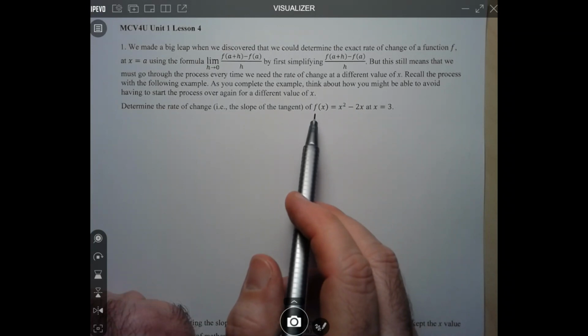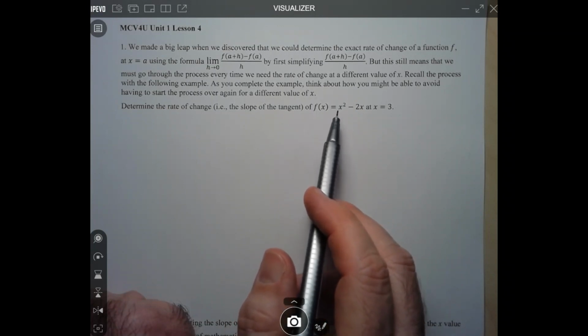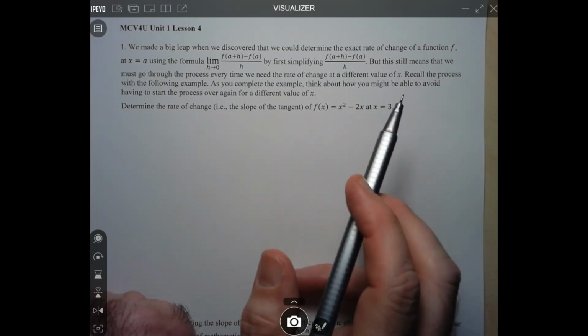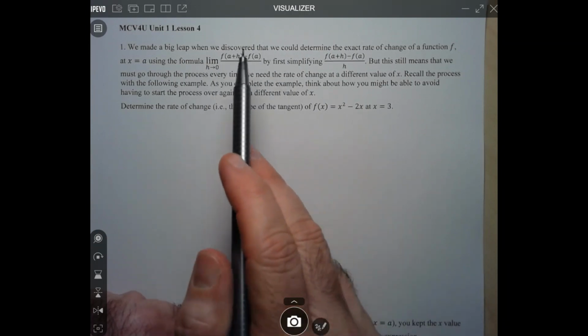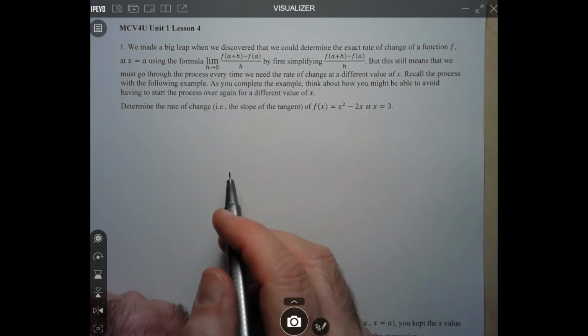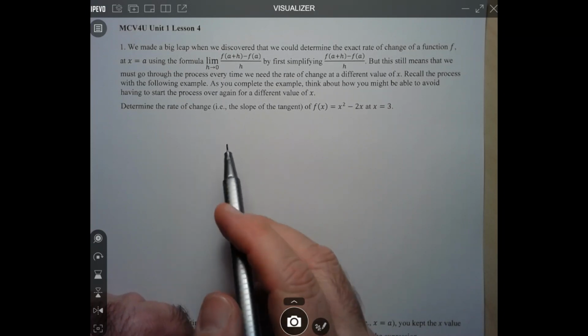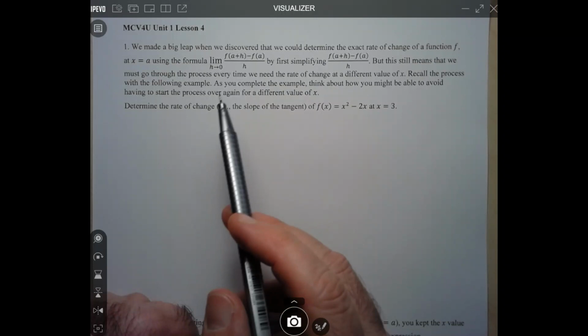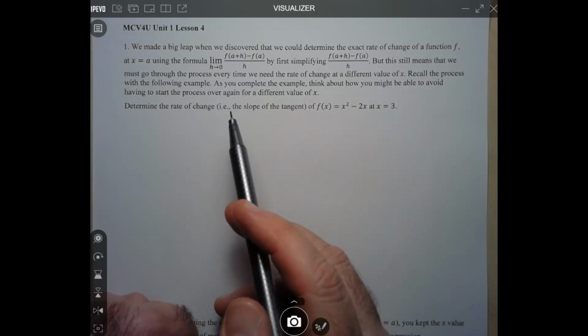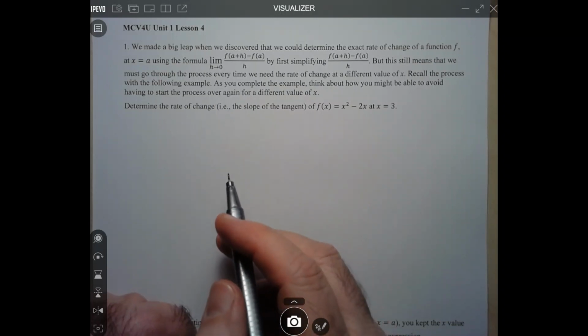So I want you to do this example here. We're going to choose f of x equal to x squared minus 2x. We're going to determine the rate of change at x equals 3 using our limit definition. What I want you to do in this problem is see if you can come up with a way to avoid having to repeat this process every single time. We're going to pause the video for 5 minutes for you to work on this, and then we'll come back to it.